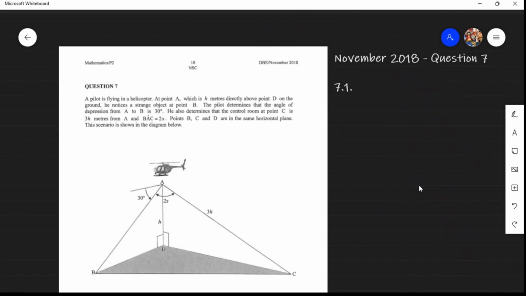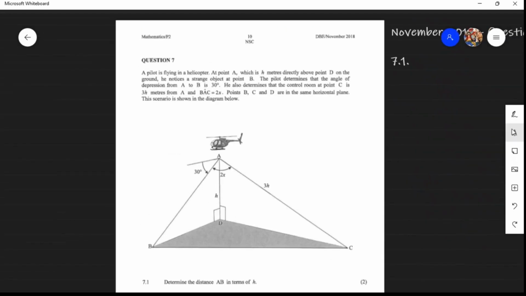Our first past paper question is from a November 2018 exam. So we have question 7. A pilot is flying in a helicopter at point A, which is h meters directly above point D on the ground. He notices a strange object at point B. So let us stop there. Let us look at our diagram.